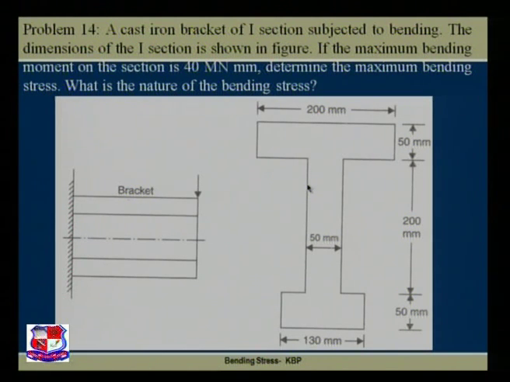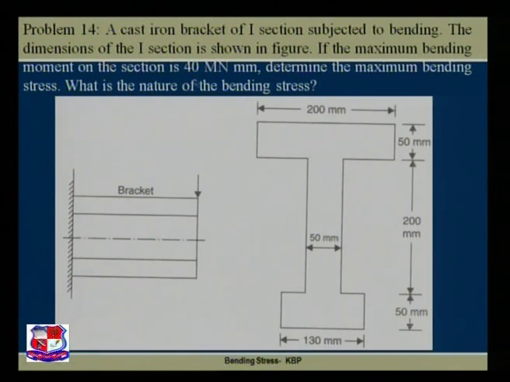See the figure clearly. The top flange dimensions are 200 by 50. The bottom flange dimensions are 130 by 50. 200 and 130 are not the same. The given section is an unsymmetrical section with respect to the x axis.